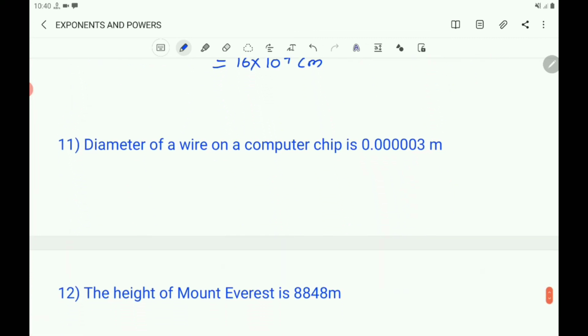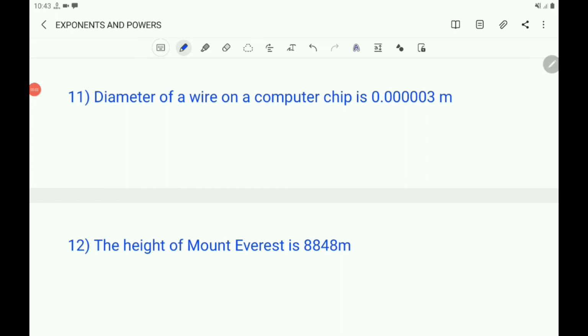Next, the diameter of a wire on a computer chip is 0.000003 meter. So you can express it in exponent form. Count the number of digits after the decimal point: 1, 2, 3, 4, 5, 6. Here if all are transferred to the integral part, it becomes 3 into 10 power, 1, 2, 3, 4, 5, 6. 6 digits are transferred to the integral part, so it becomes minus 6 meter. So 0.000003 meter is 3 into 10 power minus 6 meter.